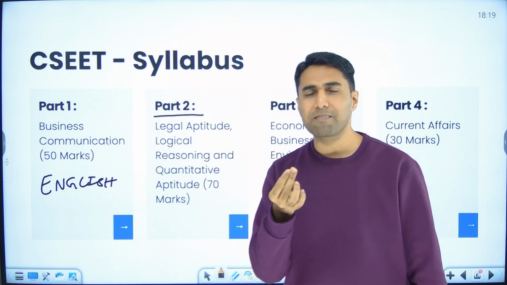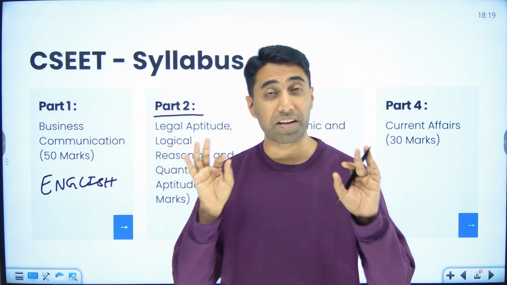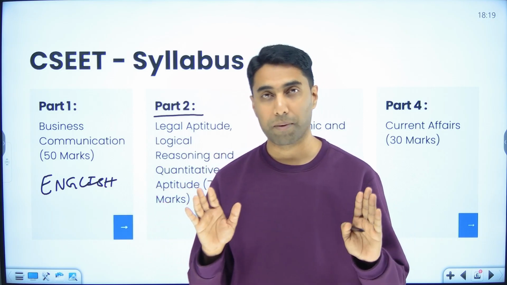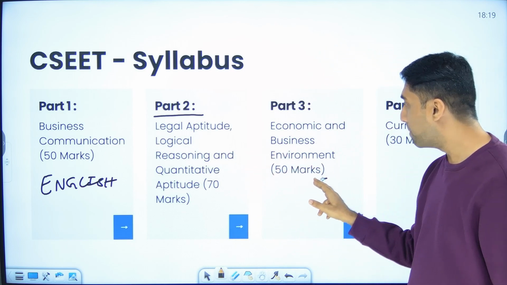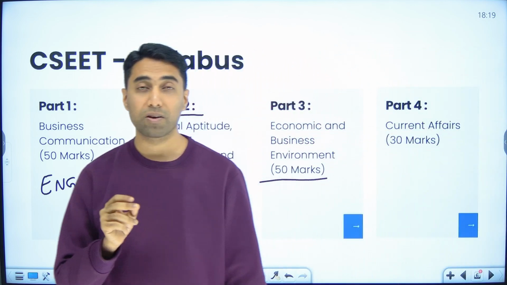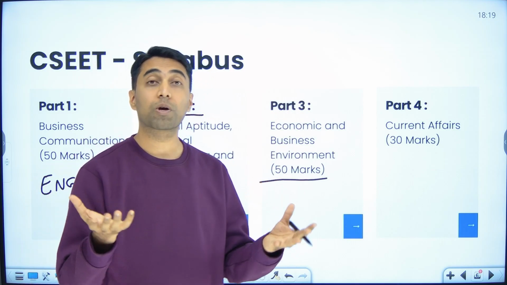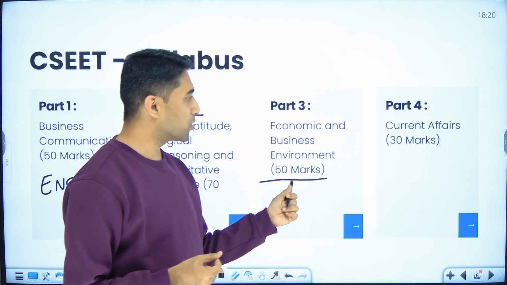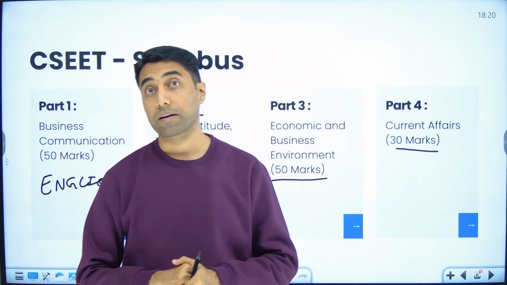Quantitative aptitude is basic math, business math. Don't think you'll have some calculus, nothing. It's very, very simple. It is not at all required for you to be good at math over here. Then we have economics and business environment, the economic and business environment of our country. Many of these things you would have actually studied in 11th and 12th. It is like a repetition for you. This will also be easy, 50 marks. Finally, current affairs is for 30 marks.